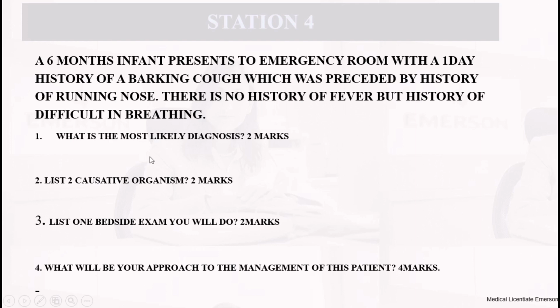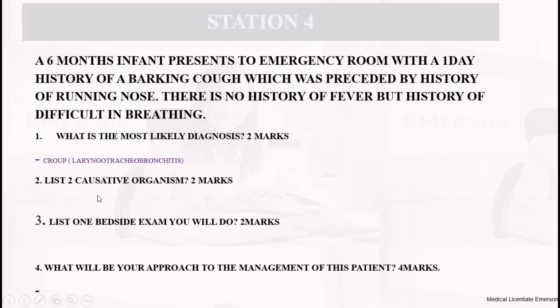So a 6-month-old with barking cough and runny nose. This is most likely croup, or laryngotracheobronchitis. If you can remember this big word, you can even put that too. You can say croup, it's fine.